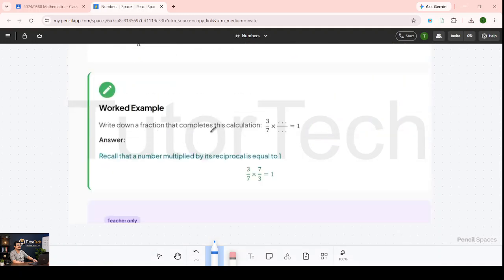After that, we have a worked example here. Write down the fraction that completes this calculation. We have 3 over 7 times what gives you 1? This is very simple. You can multiply it by 7 over 3. Recall, a number multiplied by its reciprocal gives 1. We need to find the reciprocal of 3 over 7.